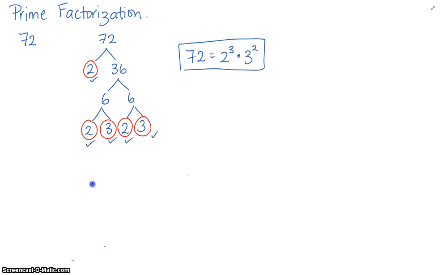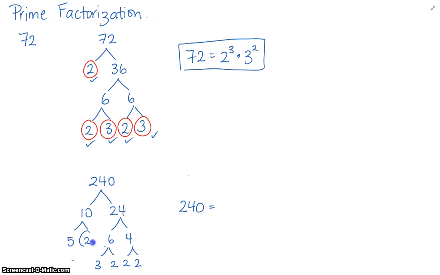Another example, if we do 240, and we divide it, say, by 10 first, and we get 24. We would then have 5 and 2, and we would have 6 by 4, and again a 3 by 2, and a 2 by 2. 240 would then have the prime factorization. Again, if we look at our 2's, we have 4 of them. 2 to the 4 times by 3 times by 5.